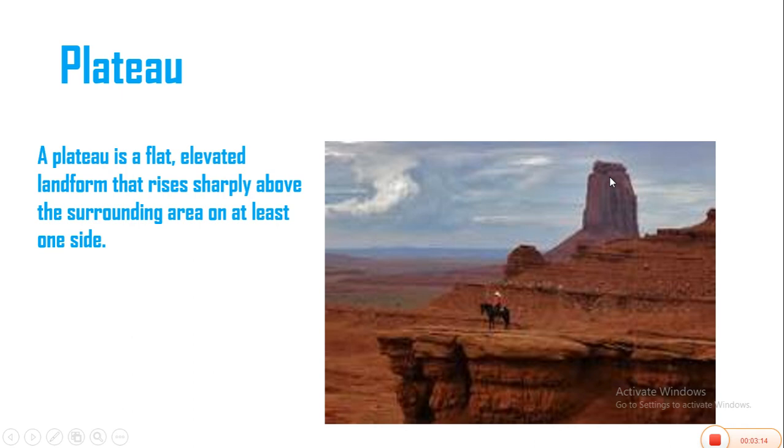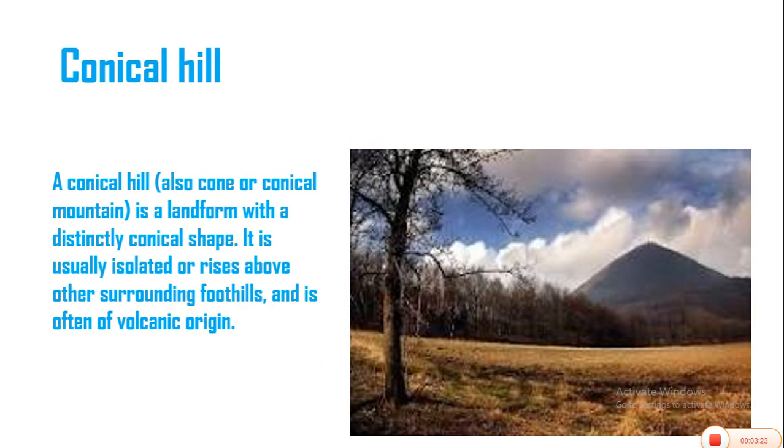A conical hill, also known as a cone or conical mountain, is a landform with a distinctly conical shape. It's usually isolated or rises above other surrounding foothills, and it's often a result of volcanic eruption. That's a conical hill, and it took the shape of a cone. That's why it's called a conical hill.